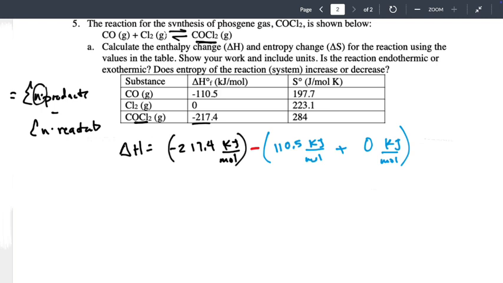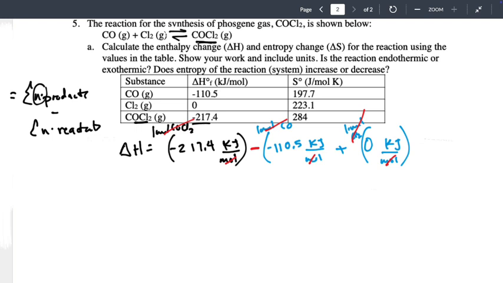The coefficient is in moles, so officially this would be 1 mole of COCl2. This one is 1 mole, I already forgot what that one was, CO. Whoops, and I dropped the minus sign there, didn't I? And this last one is 1 mole of Cl2, which then means the moles cancel, and now we could deal with our math.